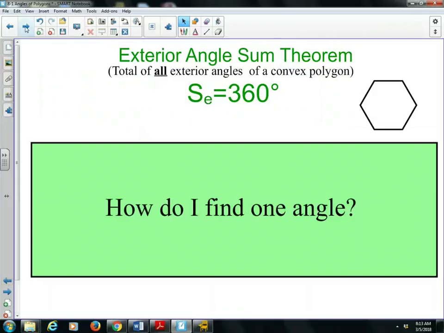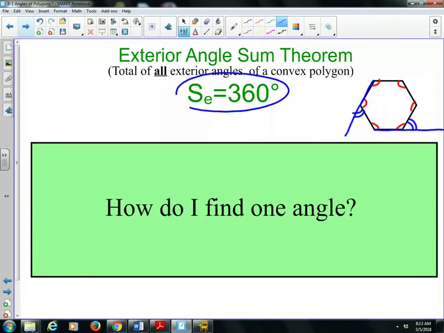Let's also talk about the exterior angle sum theorem. All of these are interior angles, and in a regular polygon they're all congruent. The exterior angle would be if I were to extend one of these segments; this right here would be the exterior angle. Or this one right here would be the exterior angle. If you add up all the exterior angles, you get 360 degrees. It kind of makes a circle, and a circle has 360 degrees.